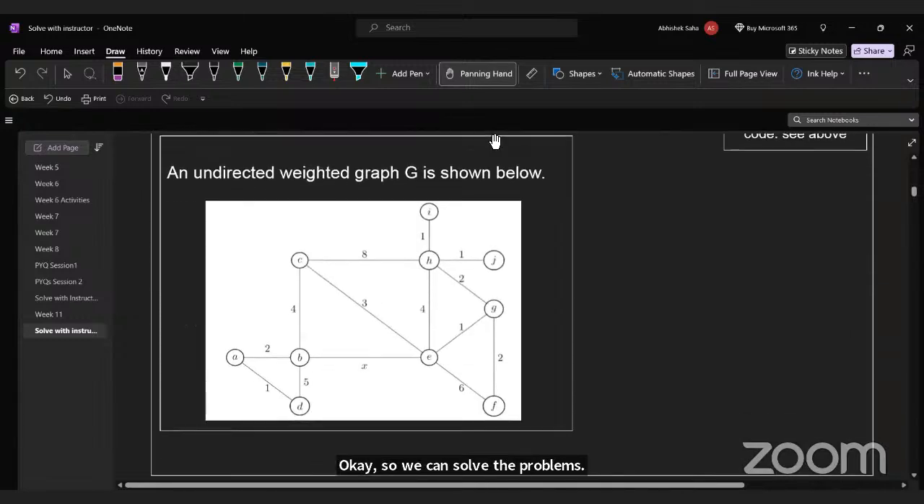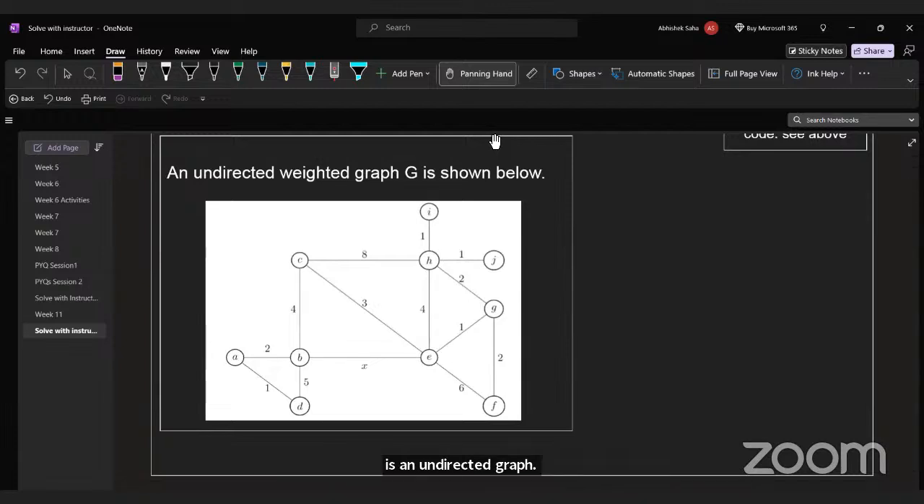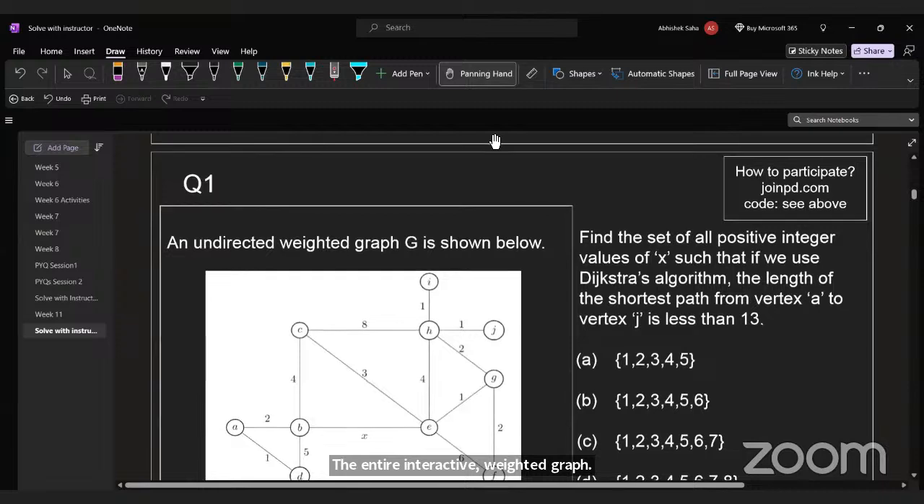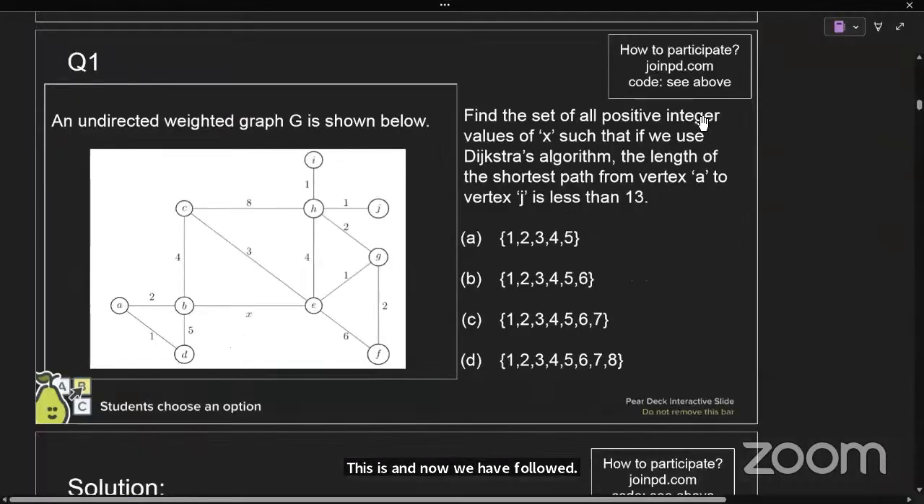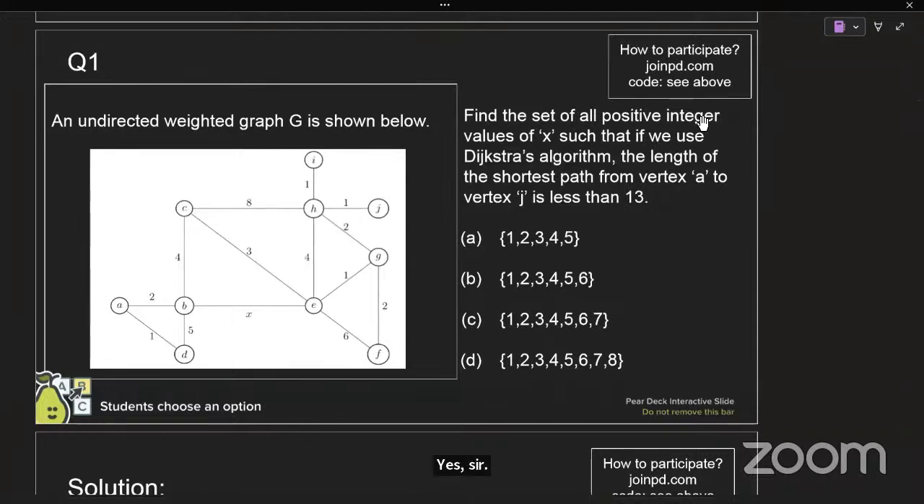So yeah, this is the first problem. This is an undirected weighted graph. Is it visible to you guys? Yes. So this is the first question we have. An undirected weighted graph G as shown in the figure below. This is an undirected weighted graph.